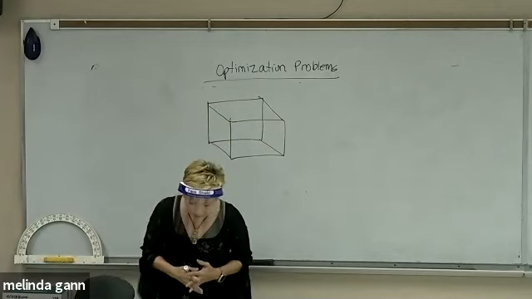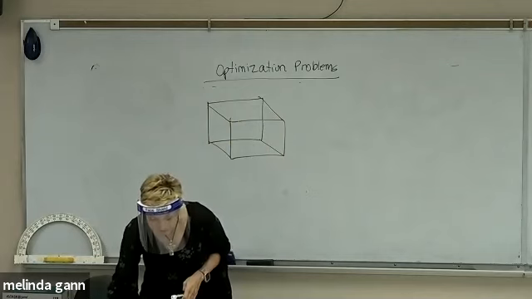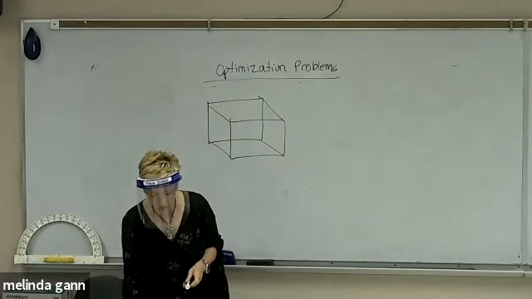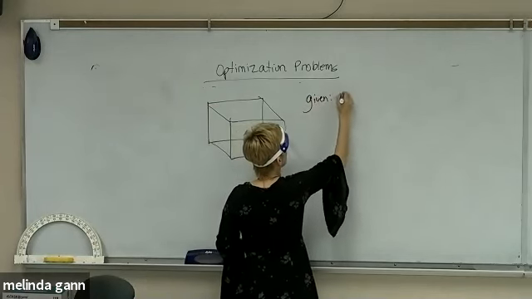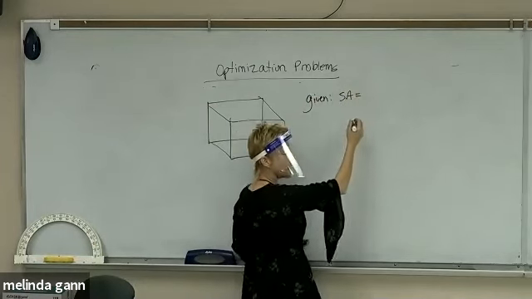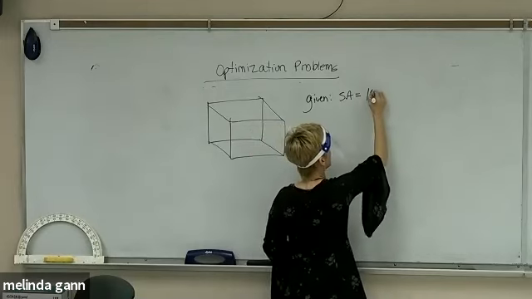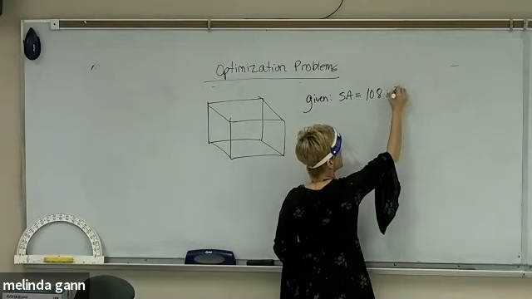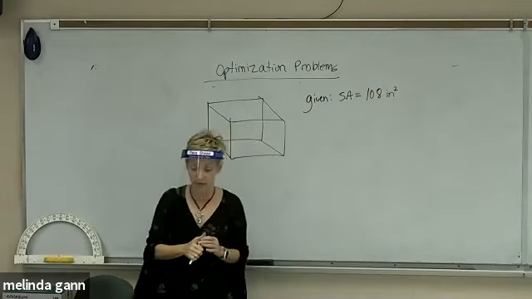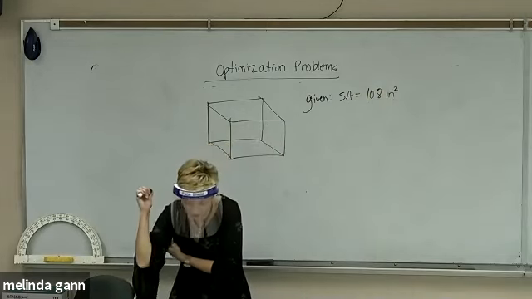All right. Then it says this. It tells me that the surface area of the box is what? What's the surface area? Is it 108? Is that right? Yes. All right. Is it square what? Inches, centimeters? What is it? Inches. So the surface area is 108 square inches.